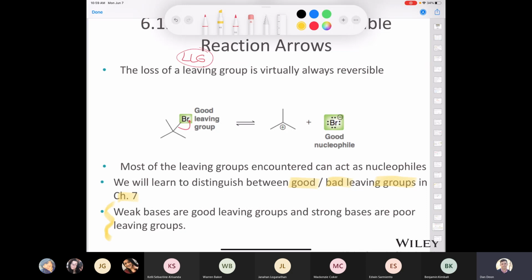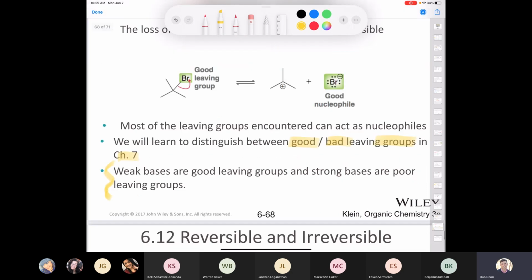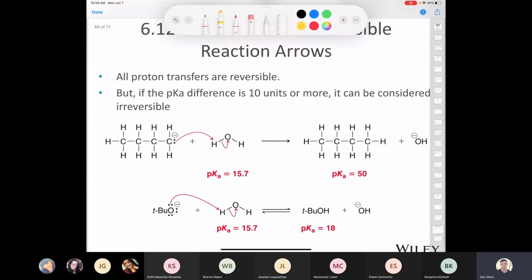So that's the summary of what I mentioned 10 minutes ago. Proton transfers, just always write a reversible arrow. Nothing more to it than that. Unless, the exception is if the difference in pKa units is 10 or more, then it's considered irreversible. So both of these are proton transfers, right? This is a proton transfer, and this is a proton transfer. Here, the difference in pKa is what? 2.3. So we draw a reversible arrow. Here, the difference in pKa is what? 34.3. So there you go. We draw an irreversible arrow.